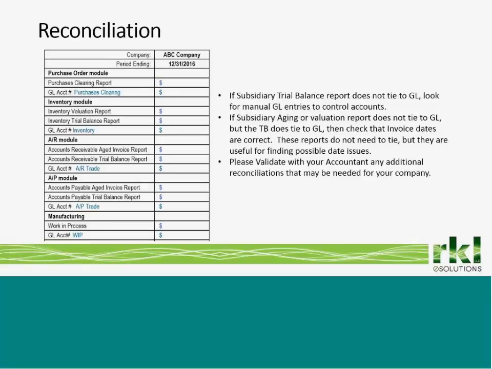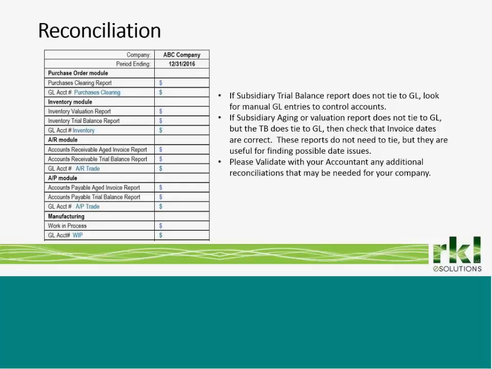The purchase order module has a purchases clearing report, which will show you any purchase orders that have been received and not yet invoiced, which should tie to your purchases clearing account in the general ledger. The important thing to note about the purchases clearing report is it is a perpetual report. You cannot run it with a cutoff date. So if possible, you want to try to run that at the very end of the month.